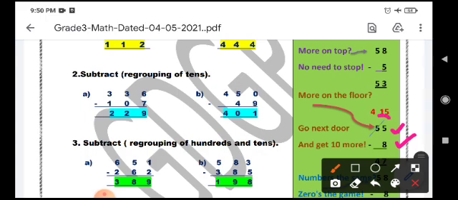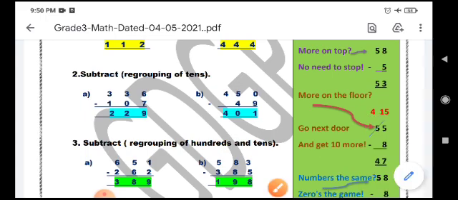You are moving to the next digit, that is at the tens place here. You are borrowing from there. You are doing regrouping. I will teach you how to do it. But you remember the rhyme. More on the floor, go next door, and get 10 more.